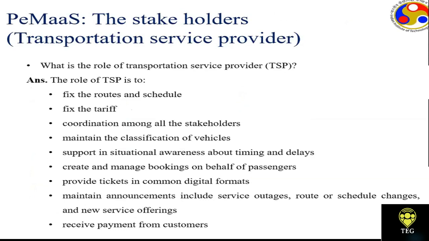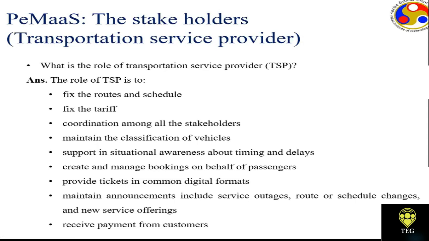Now, after having said that, we also have to understand the role of various stakeholders. For example, if somebody asks what exactly is the role of the transportation service provider? The role of the transportation service provider would be to fix the routes and the schedule, to fix the tariff, to coordinate among various stakeholders like the grid, the charging depot operators, the bus stops, and so on, and to handle the maintenance and classification of vehicles.